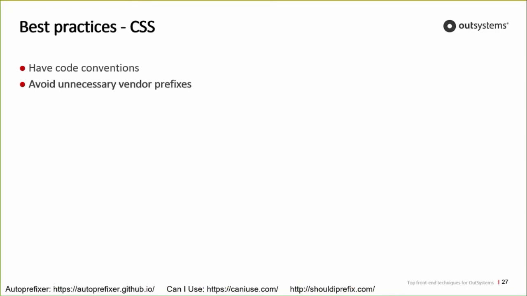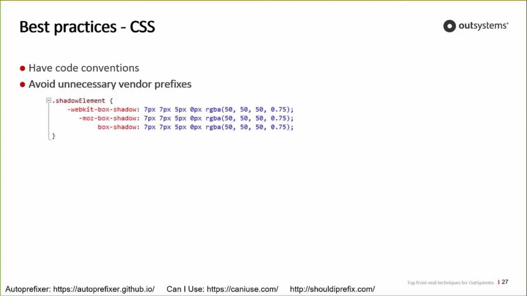Another one is to avoid unnecessary prefixes. As you know, with CSS3, there are a lot of elements that were being added along the time, and that the browsers were starting to support, but not all of them supported as it was specified. An example of this was box-shadow, where Mozilla was supporting it in one way, Chrome was supporting it in another way, and the specification was just box-shadow. So it was very typical for us to create it this way.